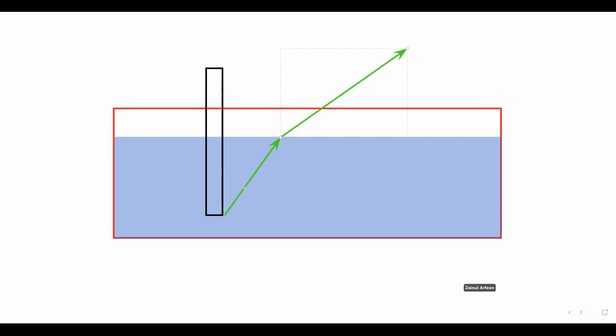And the same thing happens to the other light ray. When it passes from liquid to air, it will also bend away from the normal. So the two light rays, when they're coming from the base, are bending away from the normal. Now, when we look from the top, this is our eye. So when we look from the top, our brain senses that the light is coming straight, so our brain produces light rays backward.